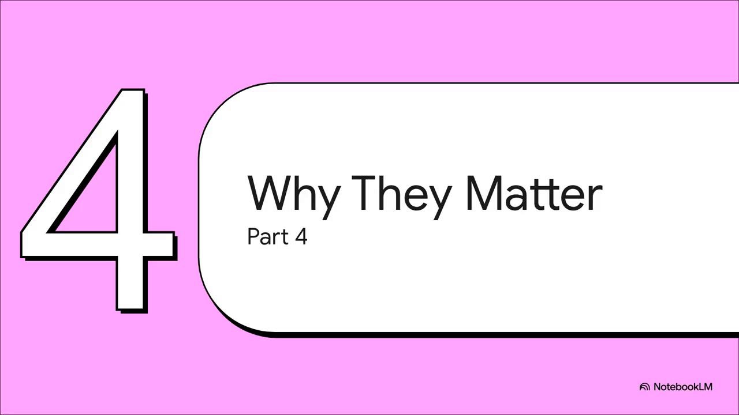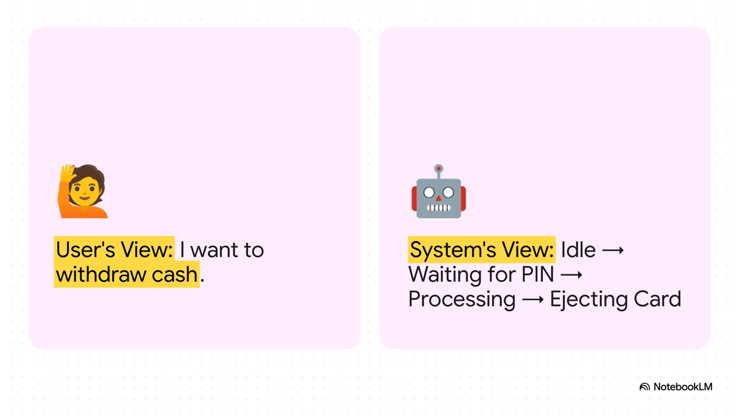I get it now. So the real magic here is that it forces developers to think through every single possibility, the good and the bad, before a single line of code is ever written. That's exactly it. That pre-planning is absolutely critical. Yeah, because it's all about translating a simple human goal, like I want to withdraw cash, into a super precise, logical sequence that a machine can actually follow. What feels like just one simple action to us is, under the hood, a whole series of carefully managed states and transitions for the system.